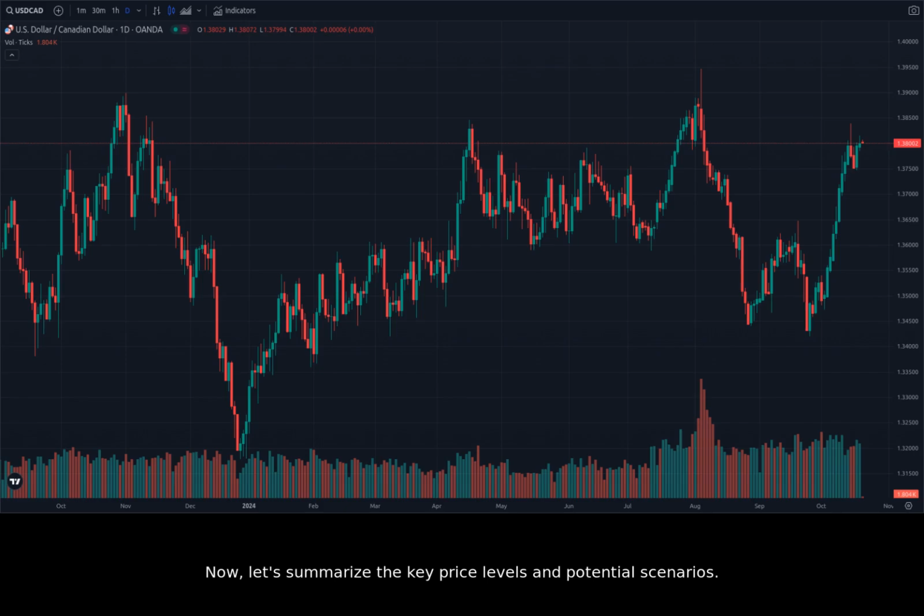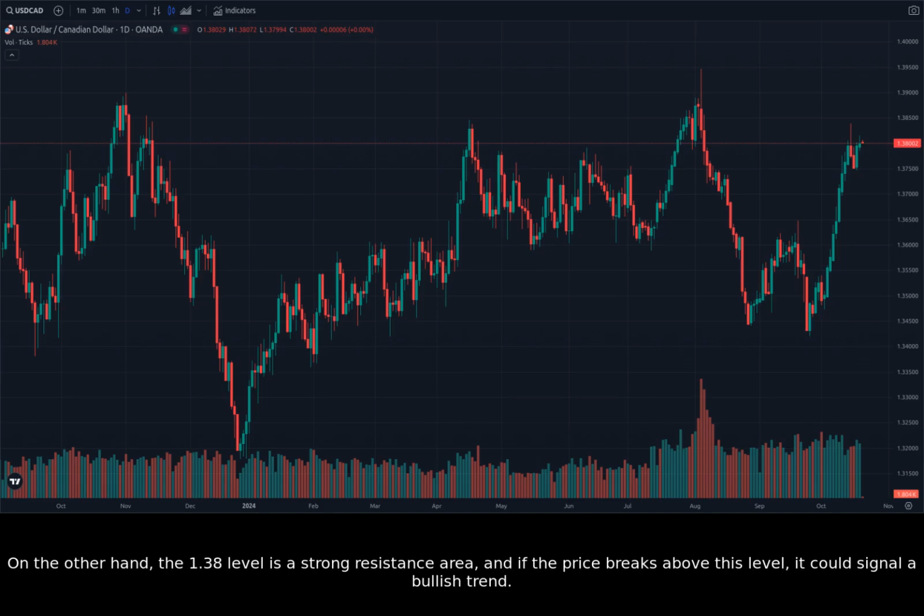Now, let's summarize the key price levels and potential scenarios. The 1.36 level is a key area of support, and if the price breaks below this level, it could signal a bearish trend. On the other hand, the 1.38 level is a strong resistance area, and if the price breaks above this level, it could signal a bullish trend.